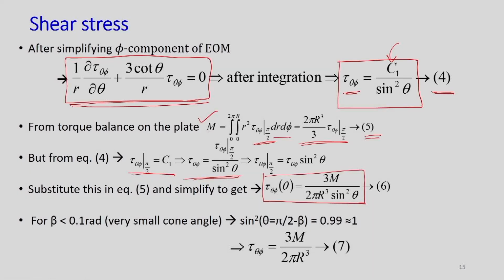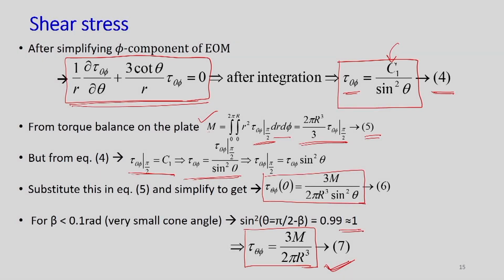But if your cone angle is very small, less than 0.1 radians, then sin square theta, with theta equal to pi by 2 minus beta, is approximately close to 1. So, then tau theta phi equals 3M by 2 pi r cube. This is the expression that you can use to obtain the shear stress information of the particular fluid, if you know the torque.